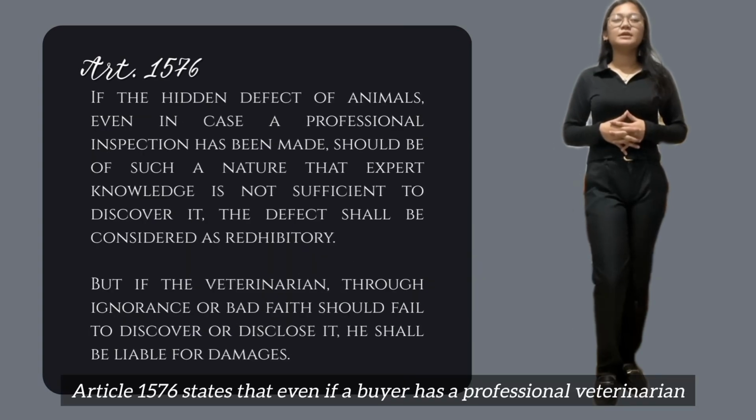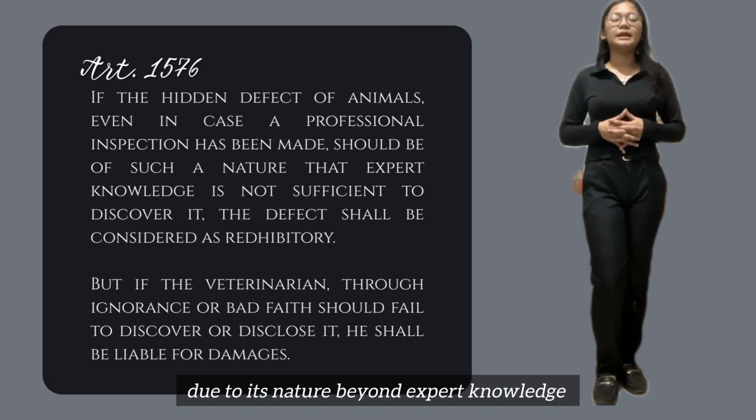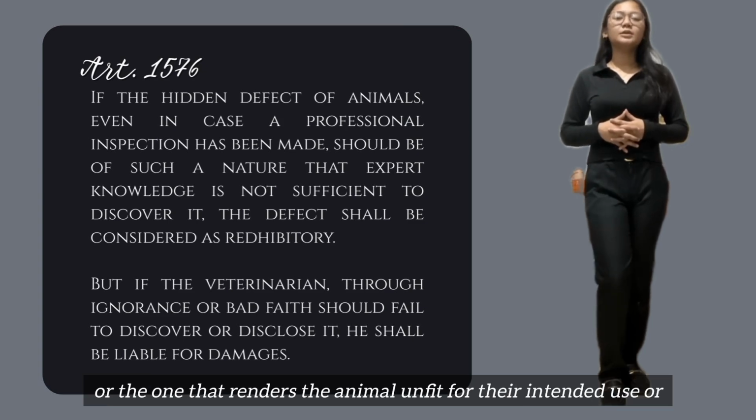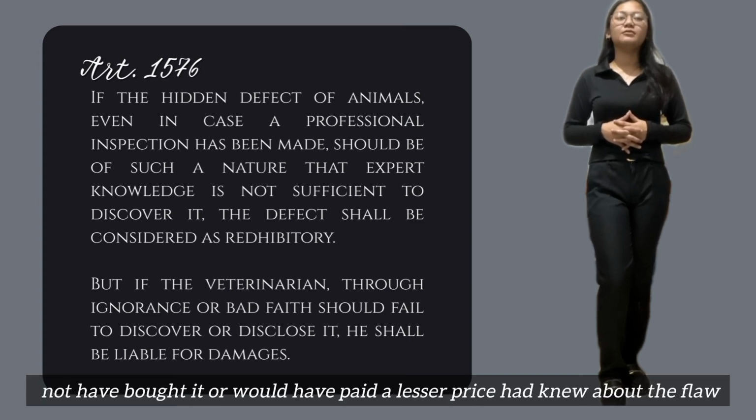Article 1576 states that even if a buyer has a professional veterinarian inspect an animal and still couldn't find the hidden defect due to its nature being beyond expert knowledge, then the defect is considered a redhibitory defect, or one that renders an animal unfit for its intended use or diminishes its fitness, such that the buyer would not have bought it or would have paid a lesser price if they had known about the flaw.